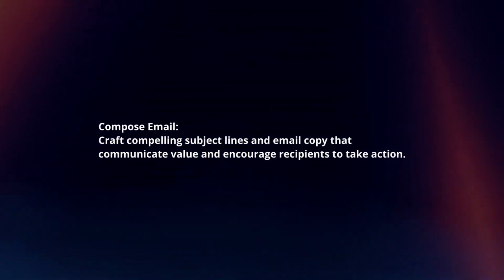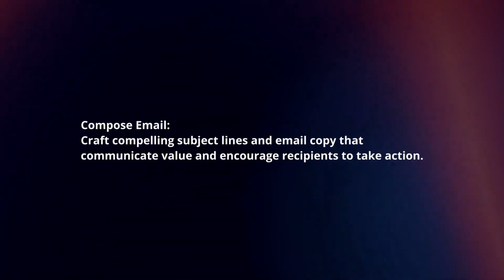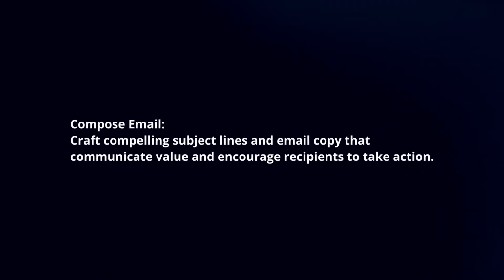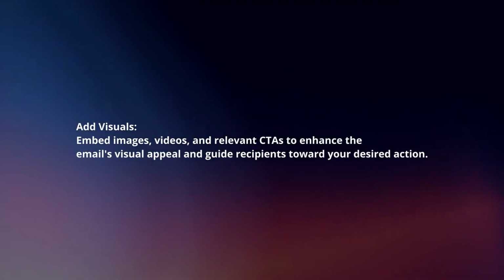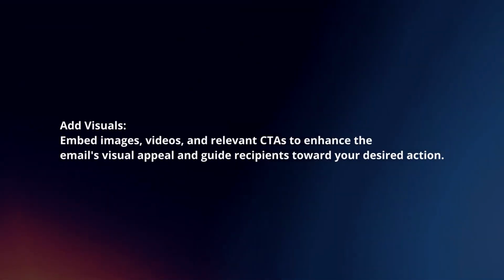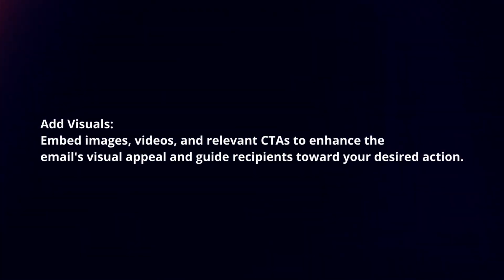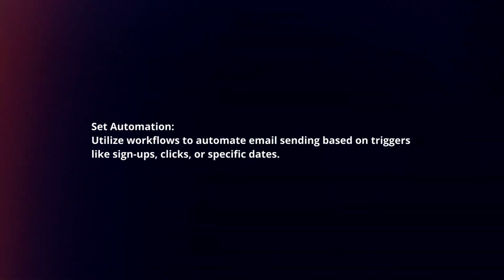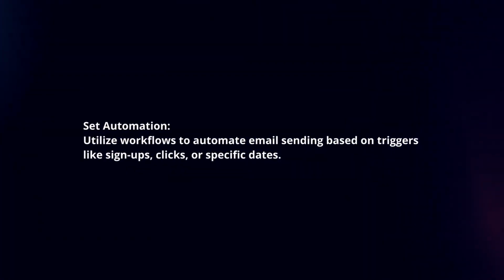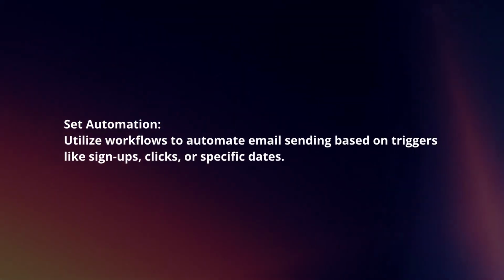Compose email. Craft compelling subject lines and email copy that communicate value and encourage recipients to take action. Add visuals. Embed images, videos, and relevant CTAs to enhance the email's visual appeal and guide recipients towards your desired action. Set automation. Utilize workflows to automate email sending based on triggers like sign-ups, clicks, or specific dates.